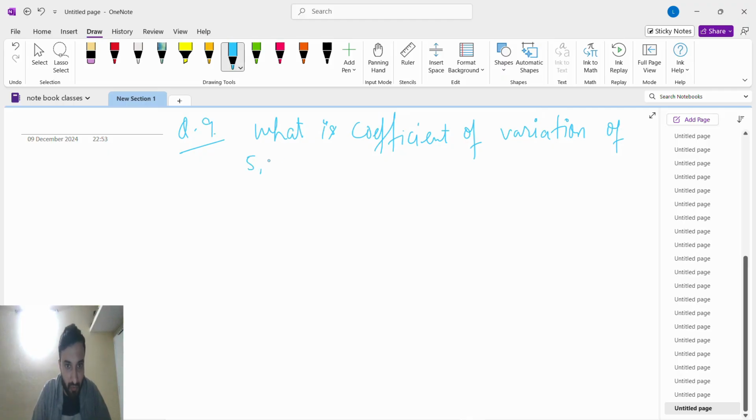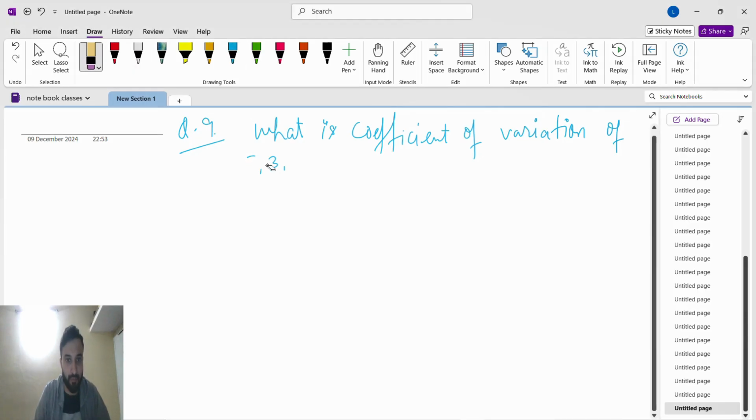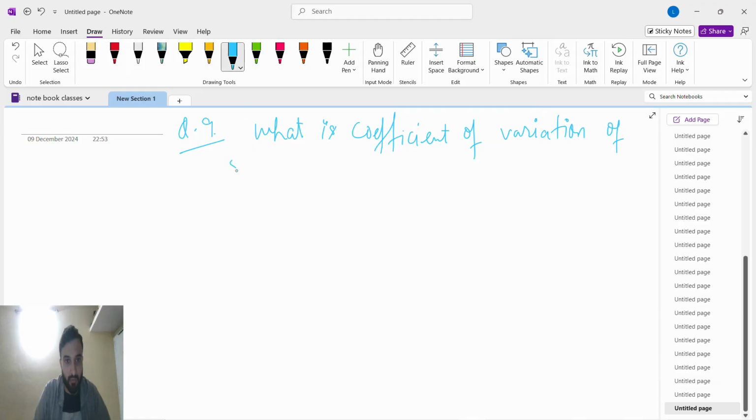The observations are... wait a minute, sorry, not 5, 3. The observations are 53, 52, 61, 60, then 64. Very simple thing. We have to find the coefficient of variation.